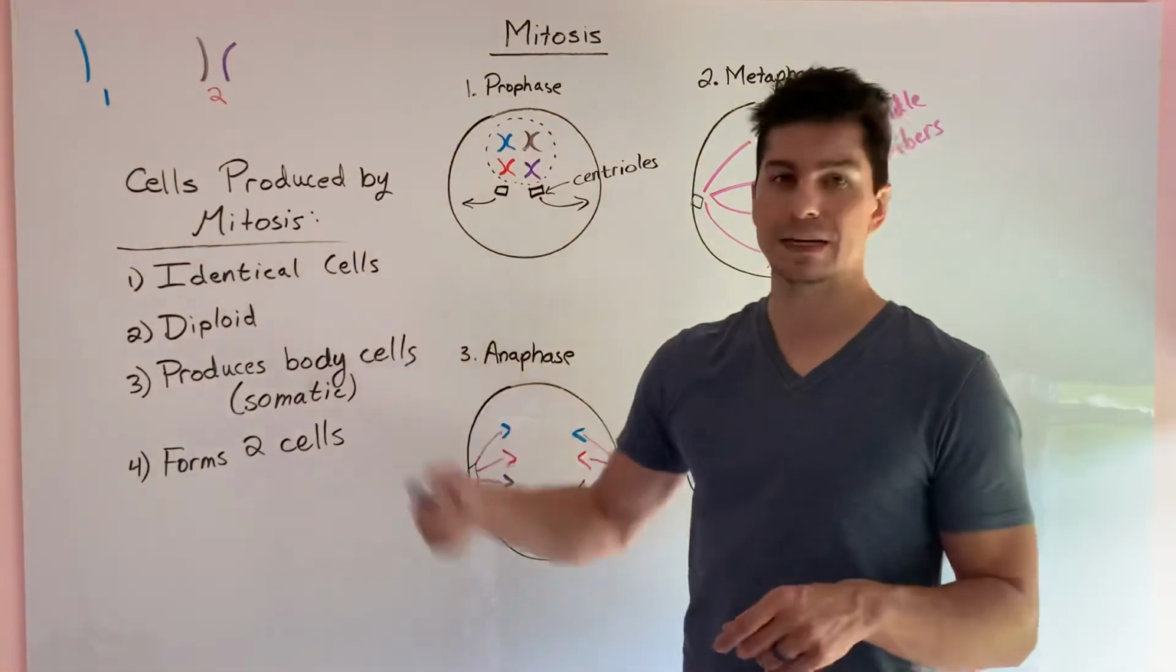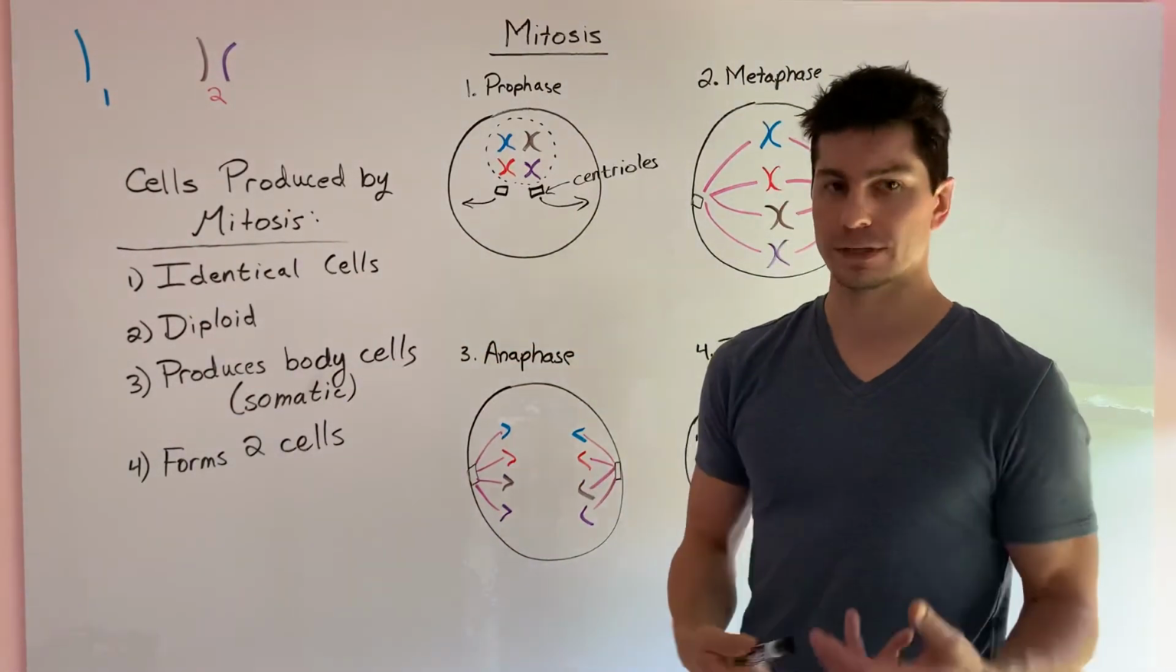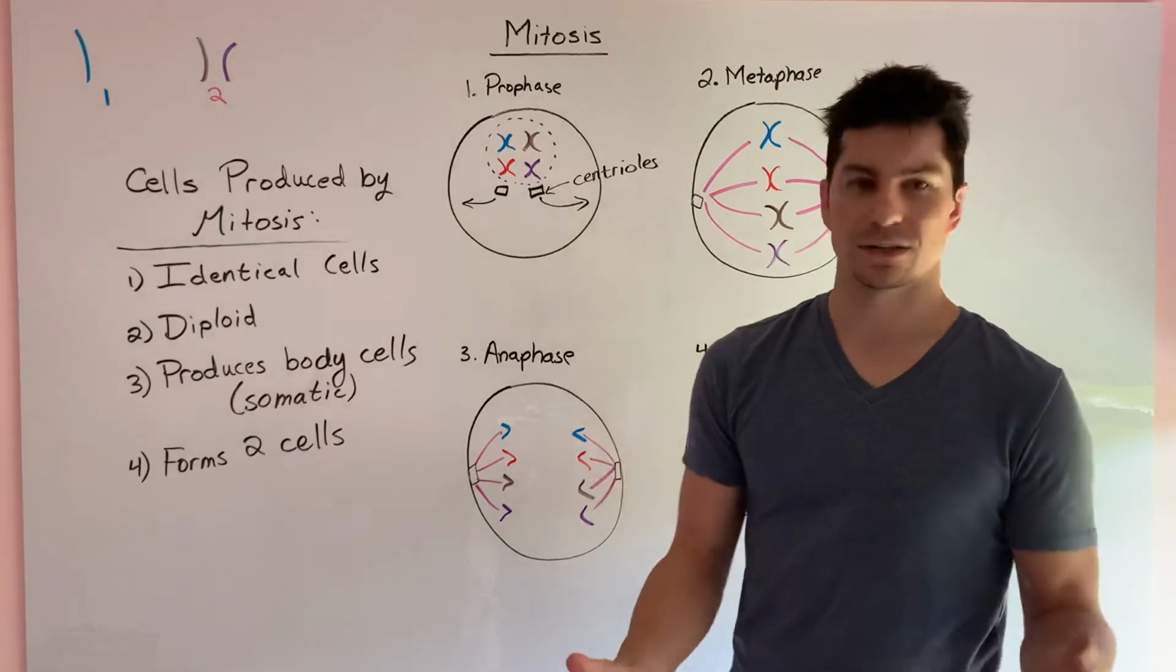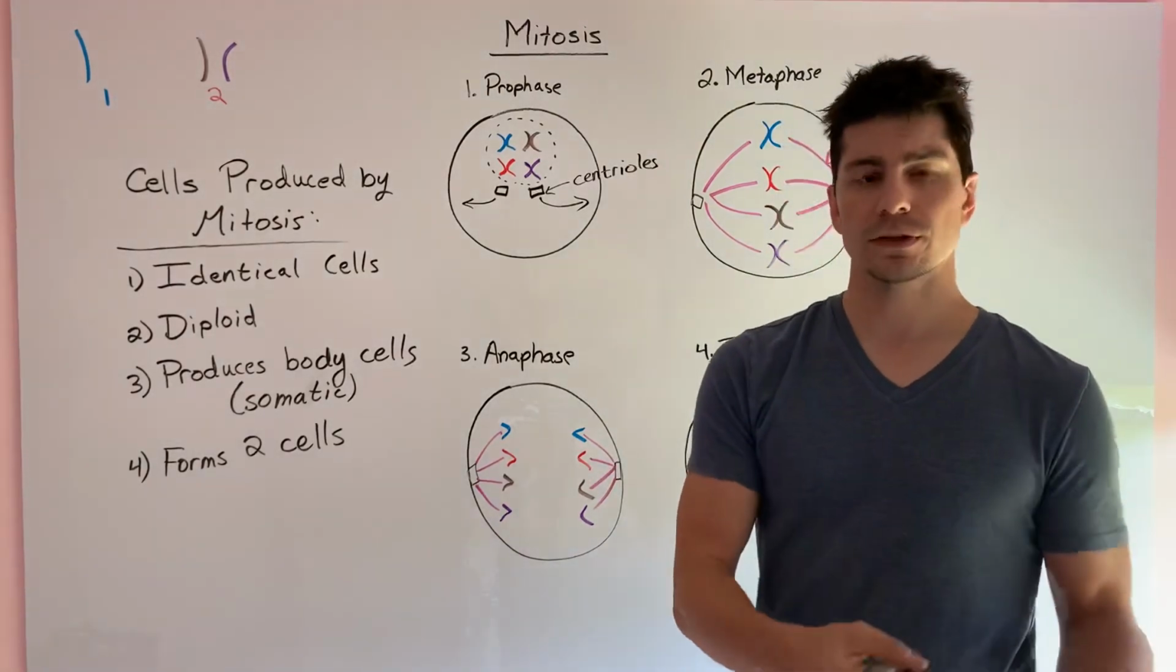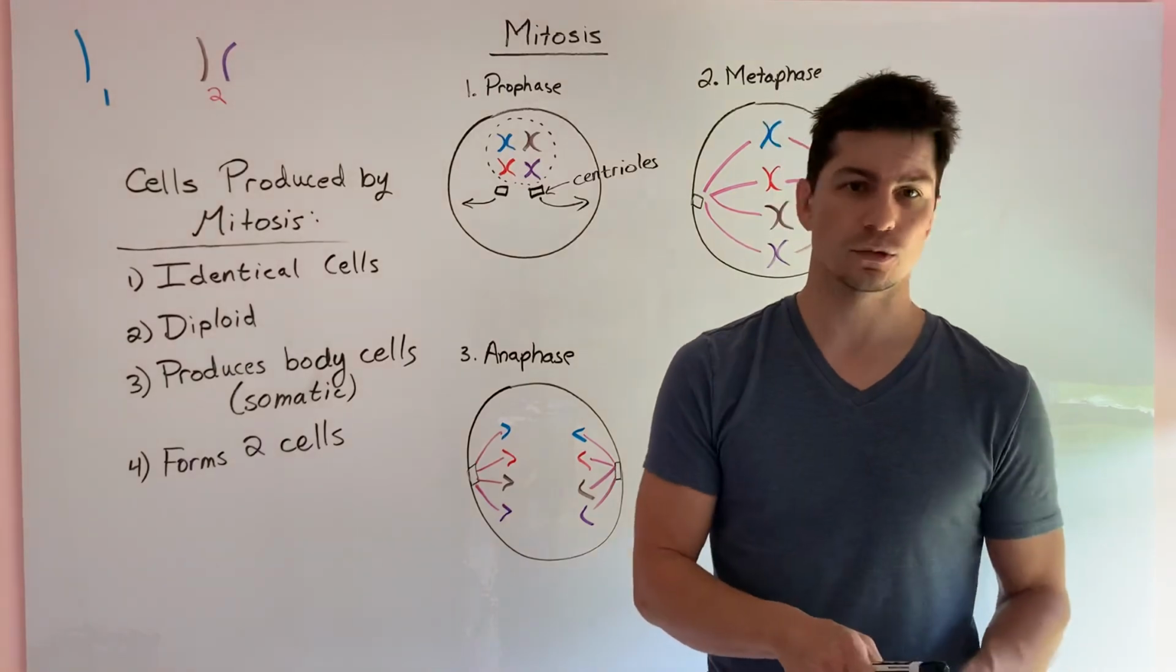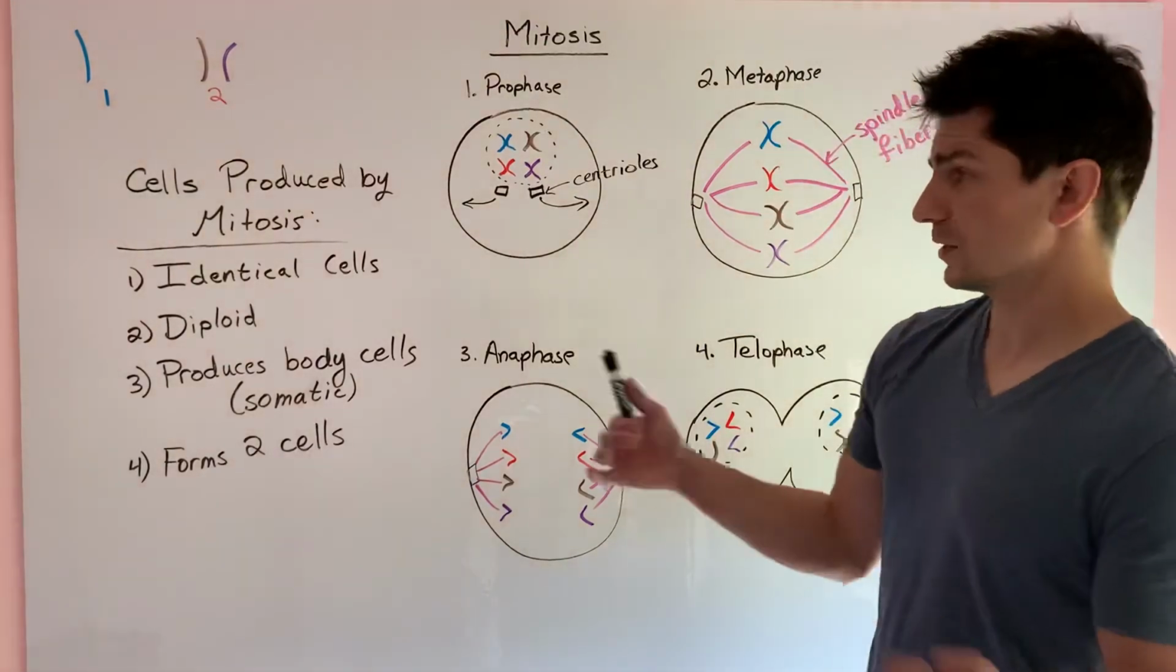We want them to be identical because our goal is to have these cells, like I said, if you skin your leg, we want those cells identical to the cells that we lost. So this is the process of mitosis, guys.